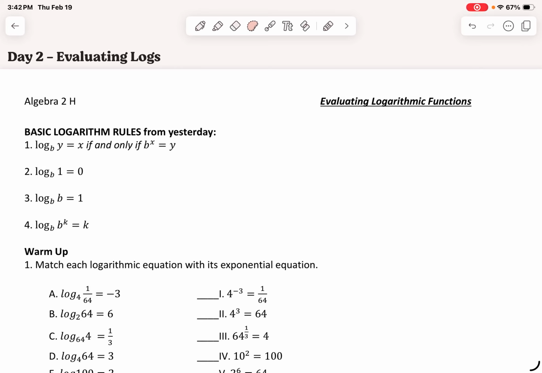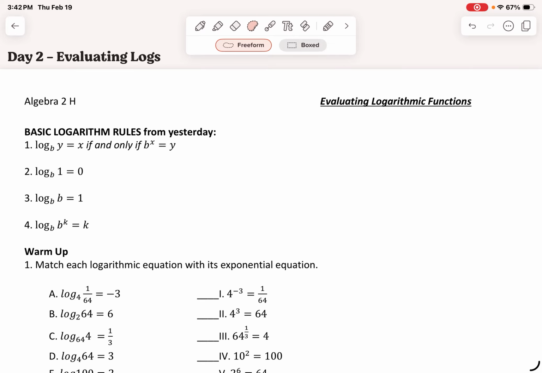All right, this is our lesson on evaluating logarithmic equations. It starts off with just reminding you of your basic logarithmic rules that we talked about in the previous lesson. So let's just make sure we take a look at those here.